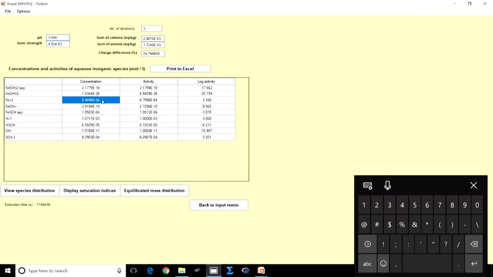Keep in mind that the free metal concentration is relatively high compared to FeOH and the other 2 complexes, different by orders of magnitude. So, I can neglect the concentration of the complexes. So, if I increase the pH, what would I see here?